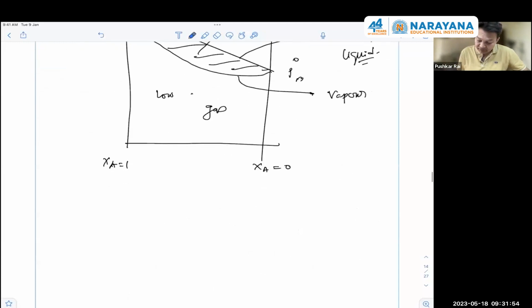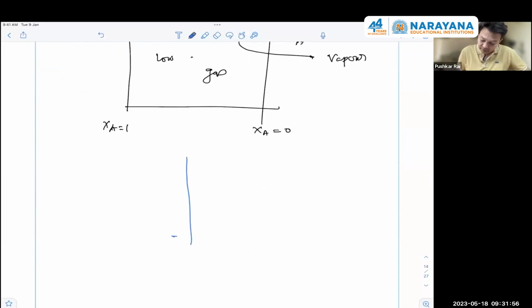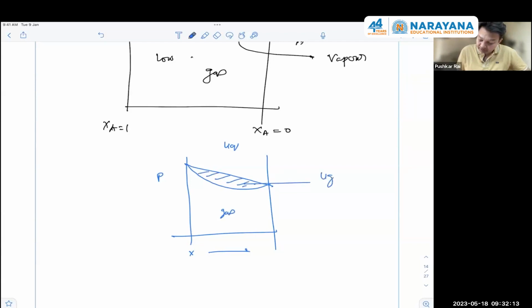This is a phase diagram. What is the meaning of phase diagram? If this is a pressure versus composition graph, at very high pressure, there's a liquid. At very low pressure, there is a gas. But this portion belongs to what? Liquid and vapor equilibrium. That means in this portion, there will be liquid vapor equilibrium. So the question belongs to this category.